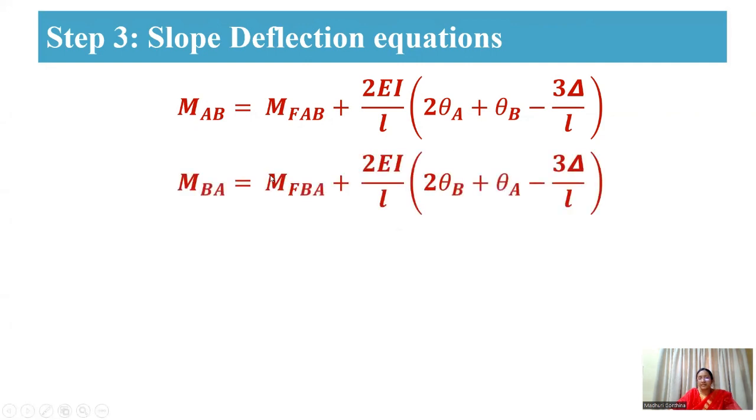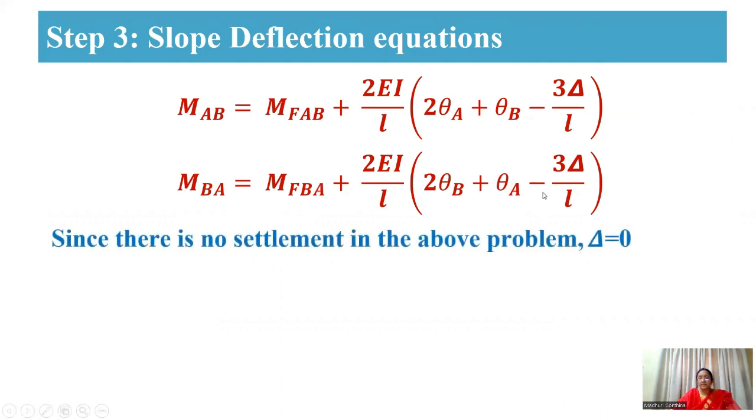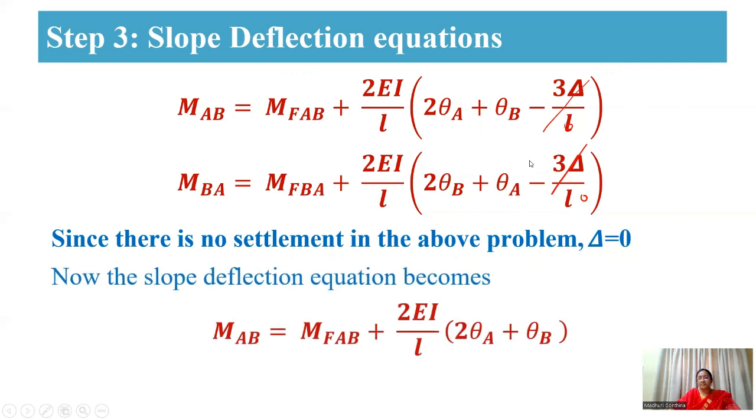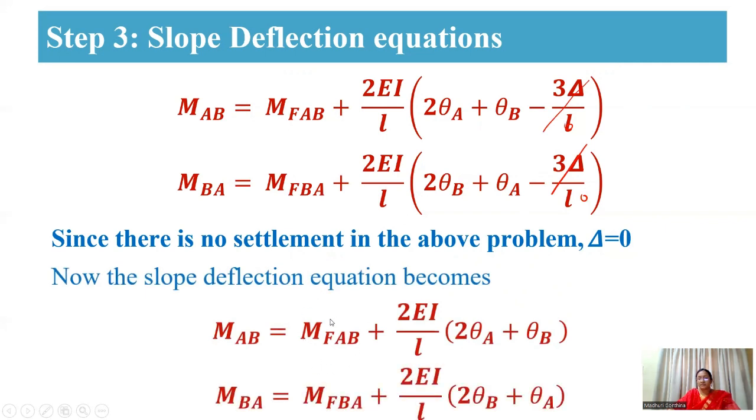Okay. And similarly, MBA is equal to MFBA plus 2EI by L into (2 theta B plus theta A) minus 3 delta by L. So here in the above problem, we are not having any settlement. Therefore, delta will be considered as 0. So these two terms are not there. Therefore, the slope deflection equations for MAB and MBA now have just the fixed end moments and the moment due to the rotation, but no moment due to the settlement.